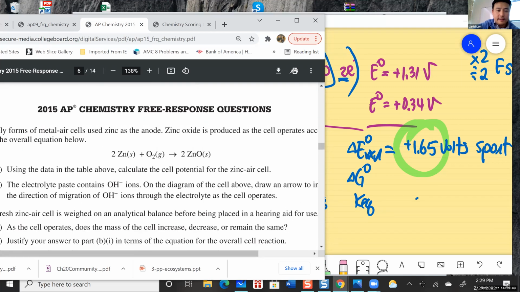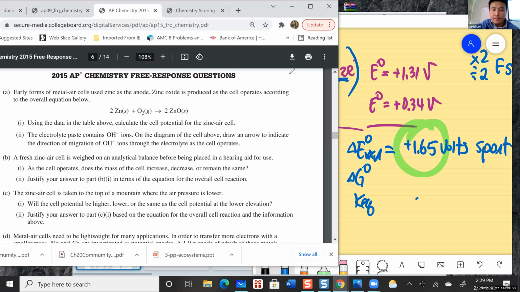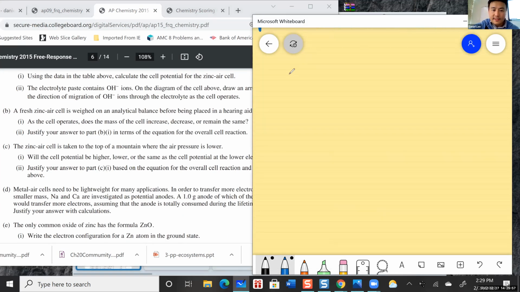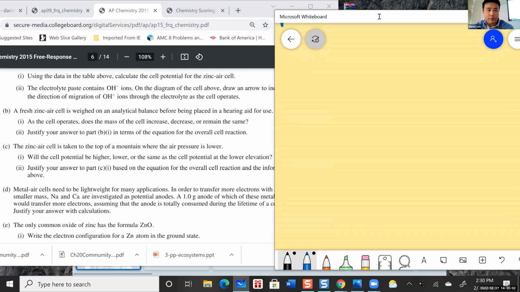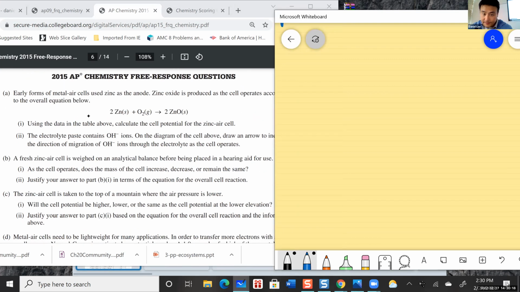Next one. We're going to look at part B now. So what do we do with part B? So B says we're using a hearing aid. A fresh zinc air cell is weighed on a balance before being used as a hearing aid. As the cell operates, does the mass of the cell increase, decrease, or remain the same?